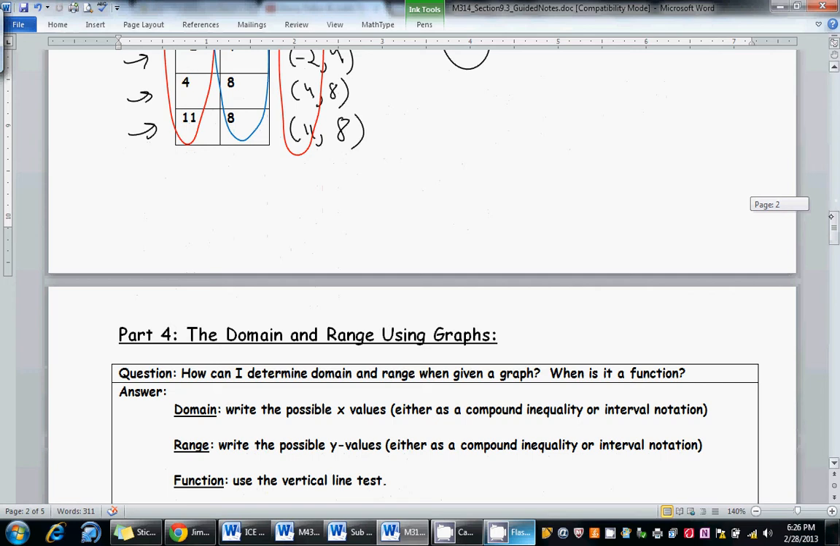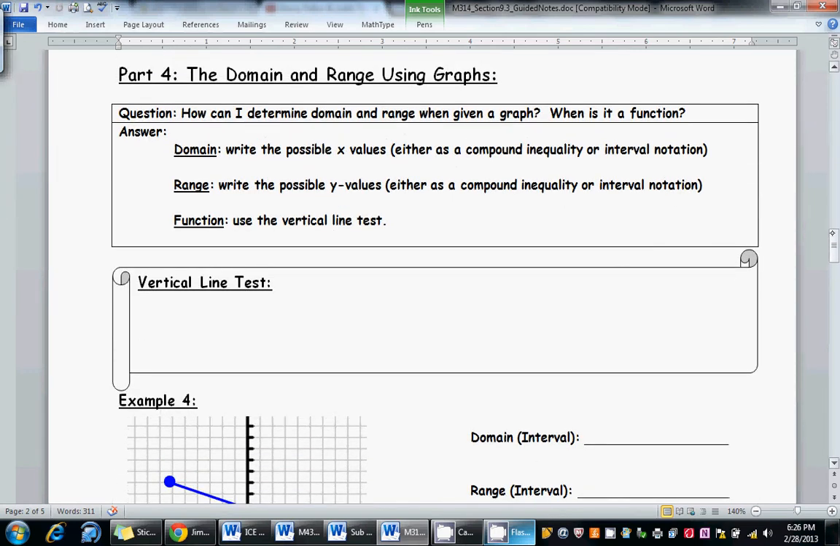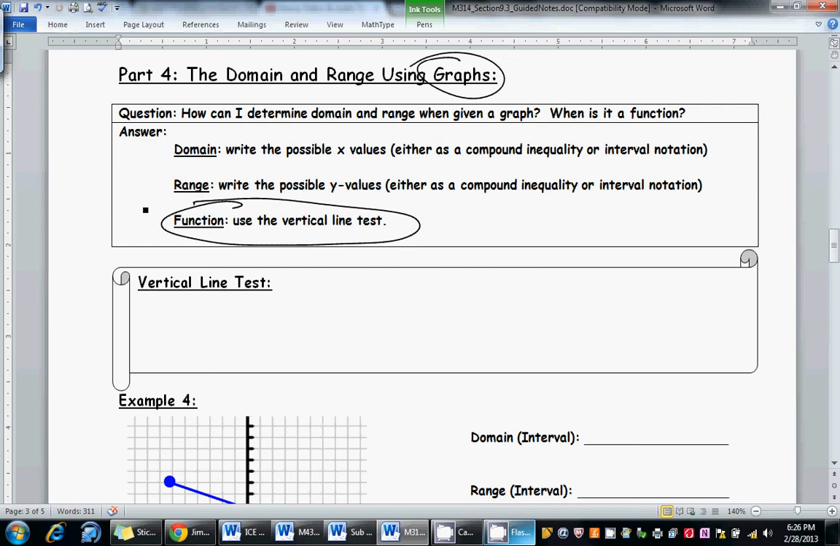Let's go ahead and flip the page. Okay. So we just looked at domain and range using ordered pairs and tables, right? The last way we have to look at a function is graphs. Domain and range here is still x values and y values. And for a function, to tell whether a graph is a function or not, we're going to use something that we call the vertical line test.